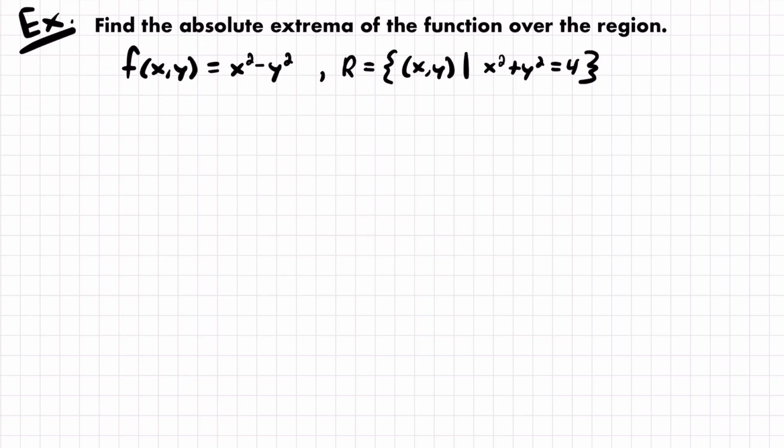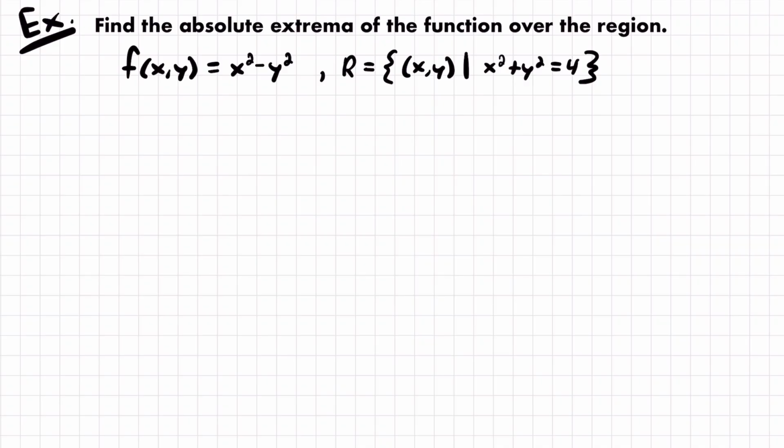For our next example, we once again want to find the absolute extrema of the function over the region. This time we're given the multivariable function f(x, y) equals x squared minus y squared, and our region R includes x and y values such that x squared plus y squared equals 4. This is a little bit different because in our previous example, we were just told that x is between these two values and y is between these two values. But here, we are just given an equation, x squared plus y squared equals 4.